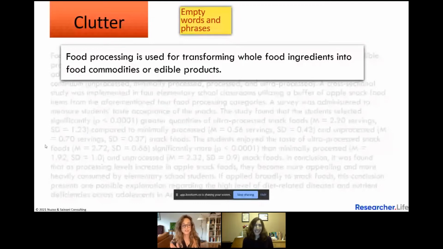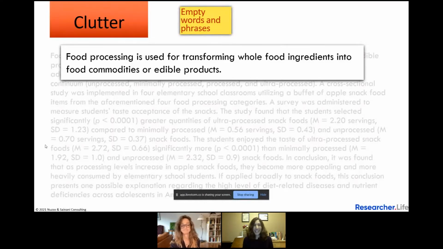Like, I don't know what this means. Food commodities feels like something that you're trading on the stock market, maybe like pork bellies, food commodities. I don't know what they're talking about here. Right, it's kind of vague, right? I mean, I have a concept of what food processing is already in my head. And when I read this sentence, it didn't actually enlighten me at all about food processing. It didn't add to my understanding of food processing.